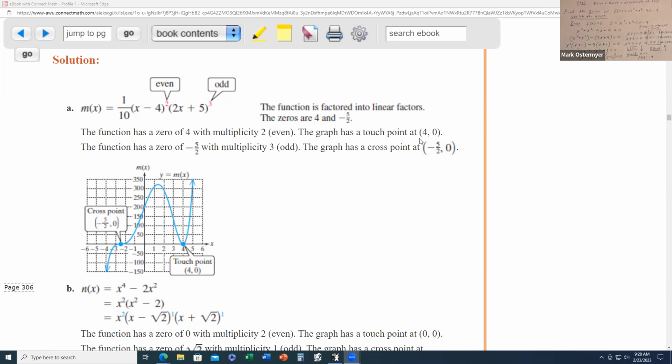But because our next zero, 4, came from a factor of x minus 4 that's raised to an even power, the touch-cross point theorem predicts that the graph will just touch the x-axis at 4, but not actually cross through the x-axis at 4. And that's exactly what the graph does. It comes down and touches the x-axis at its x-intercept of 4, and then it moves back up.